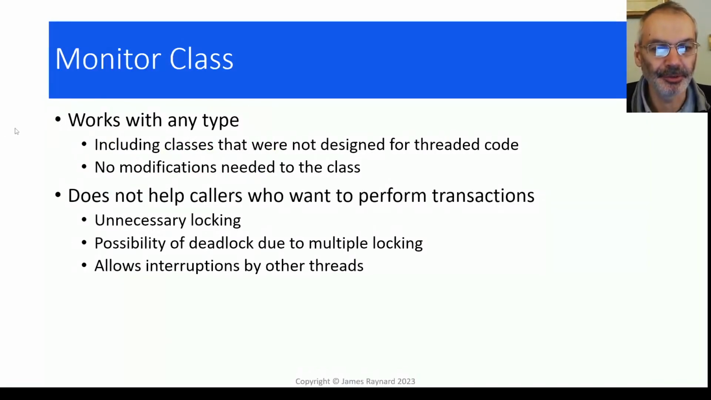So we now have a solution that will work with any type. We can use it with classes which were not designed for multi-threading, perhaps an old C or C++ library, and we do not need to make any modifications to the class. However, we still have these problems with transactions. We're still performing all this locking to slow things down. We still have the possibility of deadlock if member functions try to lock the same mutex more than once. And we still have interruptions by other threads, which can cause race conditions and data races.